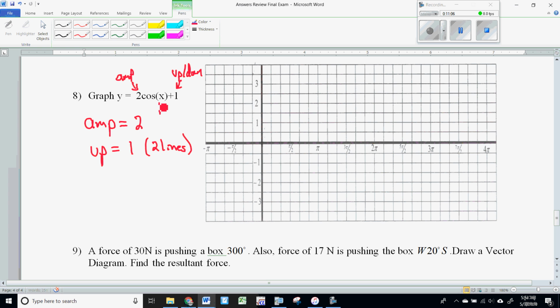The number in front of the x is my period. So this is 2 pi over just 1, so it's just 2 pi. And if I had another number inside with the x, that would move it left or right. So I don't have that right now. So cosine starts at 2. It ends at the end of the period, which is at 2 pi.